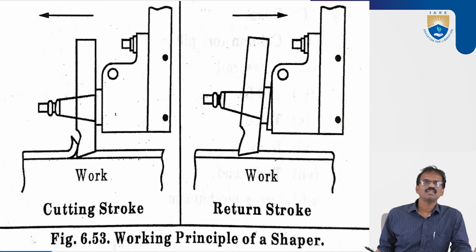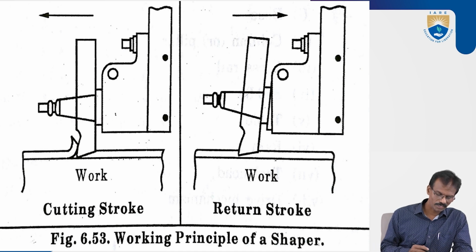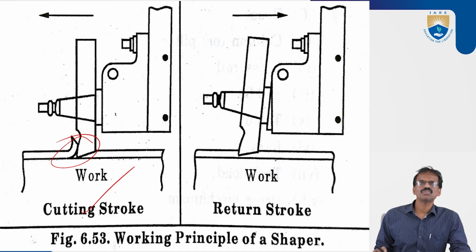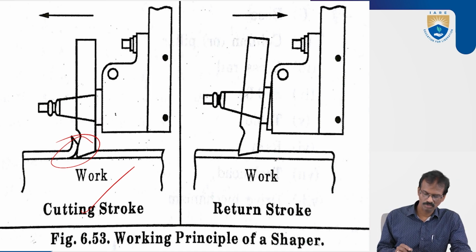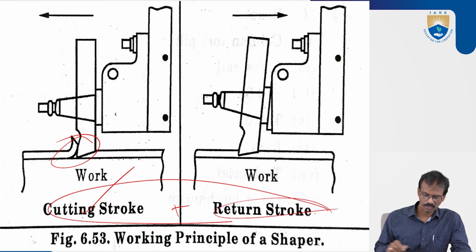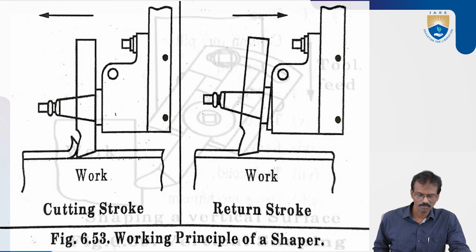In the reciprocating motion, one stroke means the cutting stroke and the return stroke. The forward stroke is the cutting stroke. In the forward stroke, material will be removed. That is called simply the cutting stroke. The return stroke is the free movement, it just comes back freely. The cutting stroke and return stroke together are completely one stroke. So this is the working principle of the shaper machine.